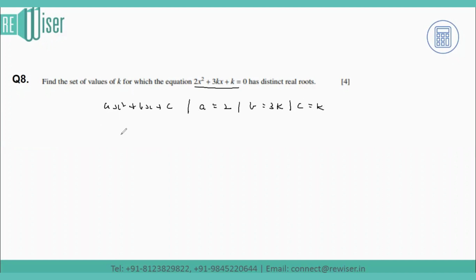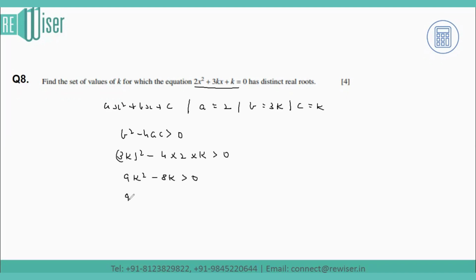Now, we'll apply the discriminant formula that b squared minus 4ac should be greater than 0. So the value of b squared is (3k) squared minus 4 into a, where a is 2 and c is k, has to be greater than 0. So we got it as 9k squared minus 8k should be greater than 0.